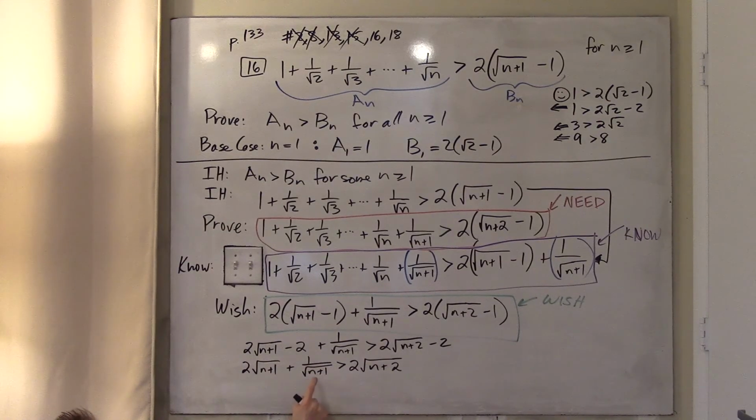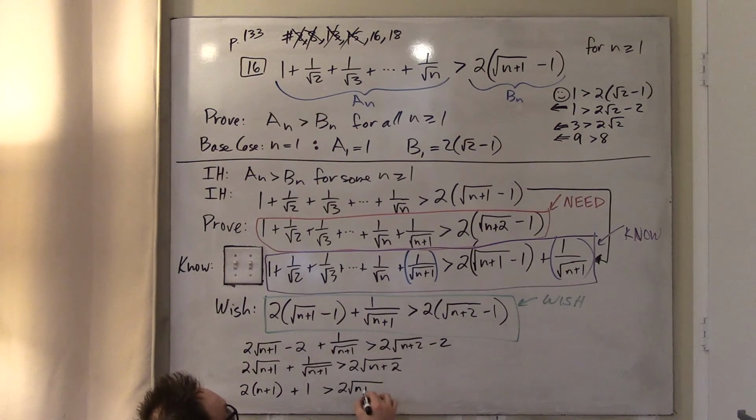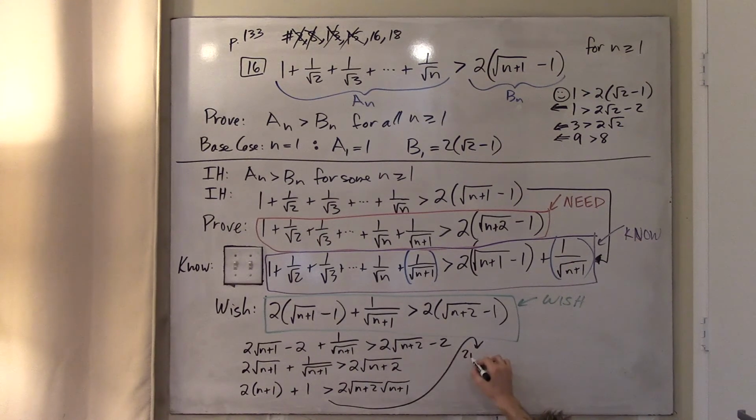How can I simplify this a little bit? Well, by the principle of getting rid of fractions, if I multiply through by root n plus 1, that just seems like a good idea. That gives me 2n plus 1, plus 1 is bigger than 2 root n plus 2 root n plus 1. Okay, continuing over here, what do I get? I get 2n plus 3 is bigger than 2 root n squared plus 3n plus 2. Is that true? Still not obvious, but getting closer.